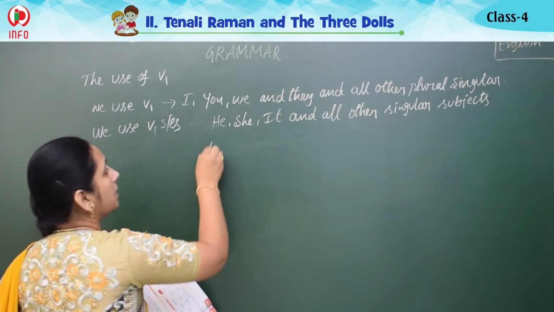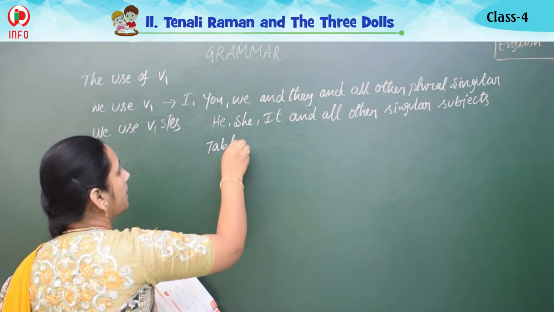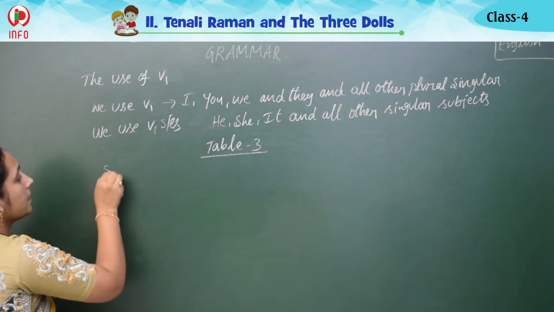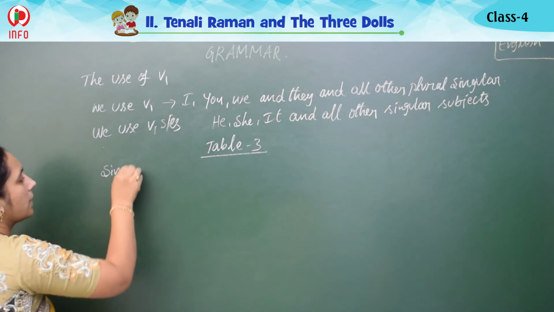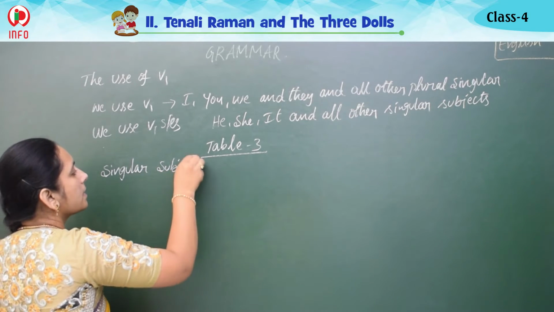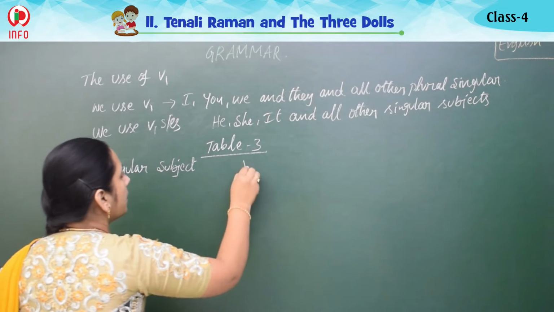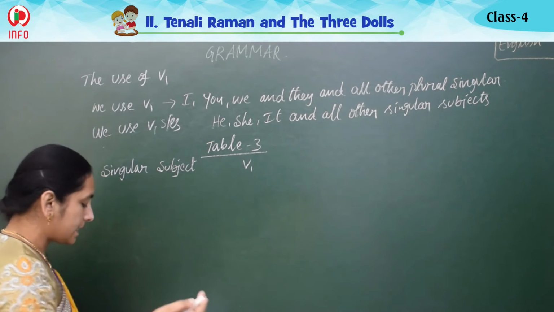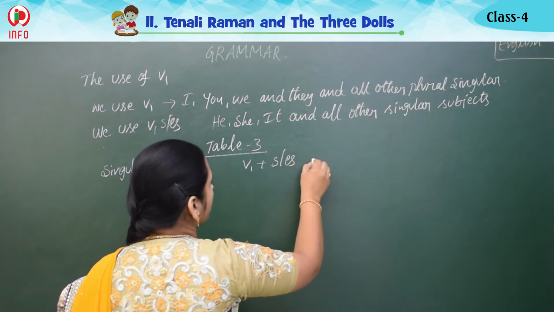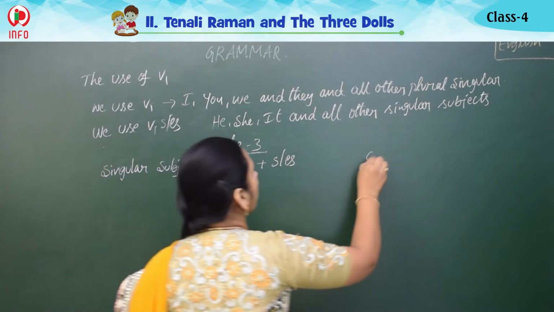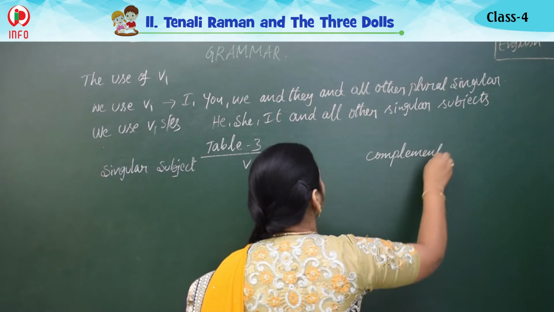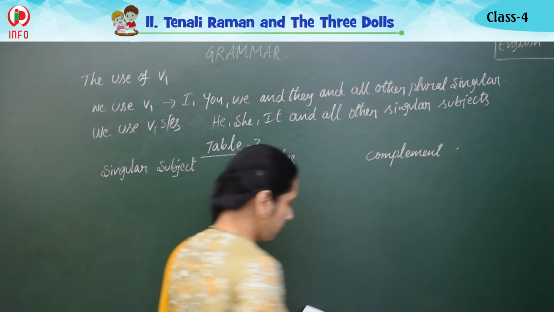See children, the third table, what do we have here? Table 3, by taking the singular subjects. Till now we have taken plural subjects, but now if we take a singular subject, then what do we get? The V1 S/ES form we get. For the V1 form, either S or ES we should write, and the complement of the verb as usual.